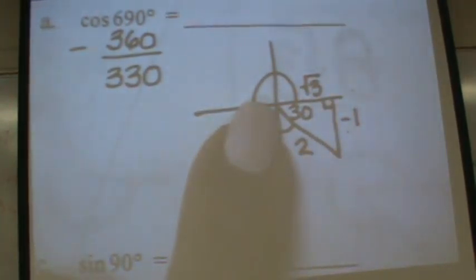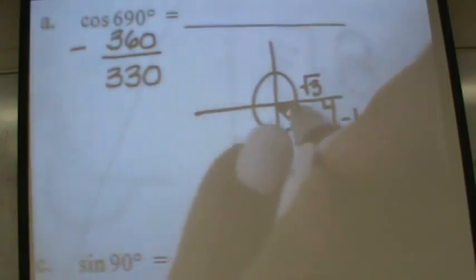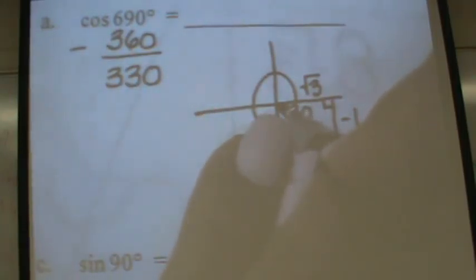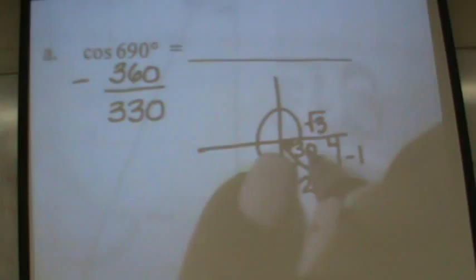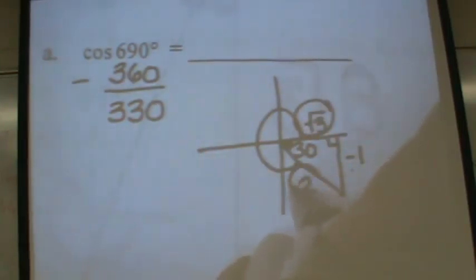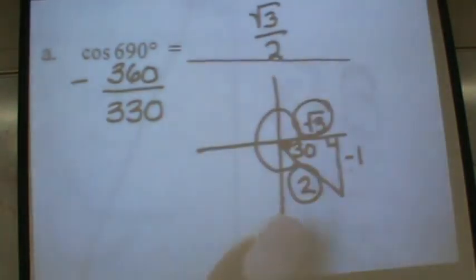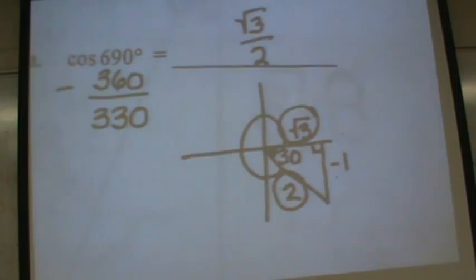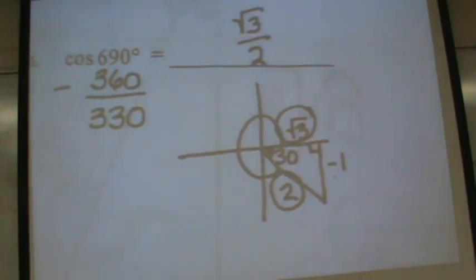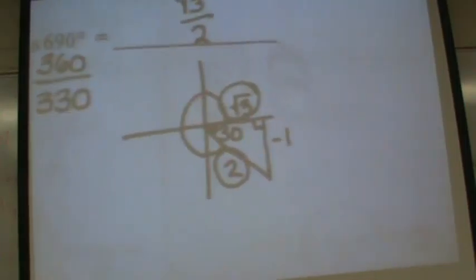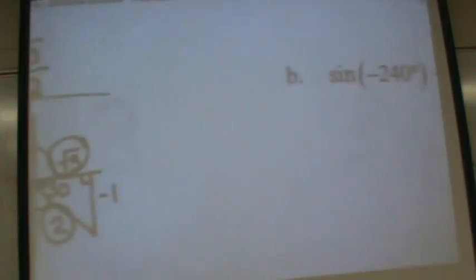So now I need to know what's the definition of cosine. And remember, I'm always talking about the angle that I make with the x-axis. So what's the definition of cosine? Adjacent over hypotenuse, SOHCAHTOA. So it would be root 3 over 2. Okay, next one, negative 240.